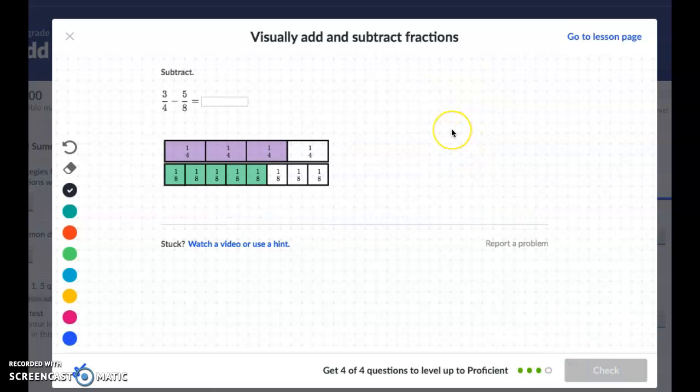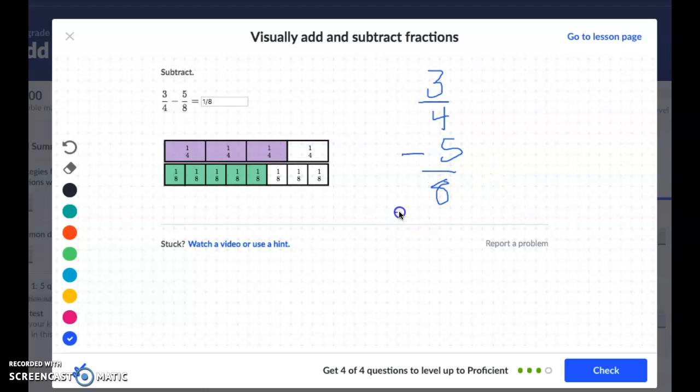Last one, 3/4 take away 5/8. Again, this one you can actually see a little bit more visually. If you have 3/4 and you take away the 5/8 down here at the bottom, that's going to leave 1/8 all alone right here. So we do know that our answer is 1/8 by looking at the picture, but we can solve it numerically as well. 3/4, remember I like to write it in the vertical style, minus 5/8.